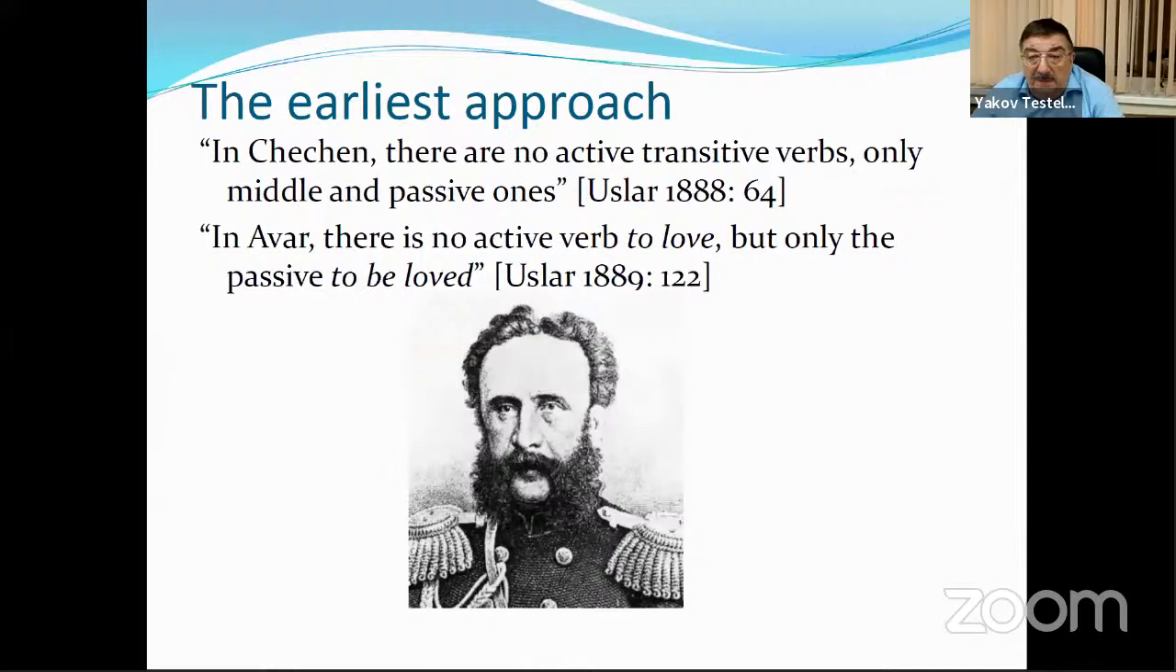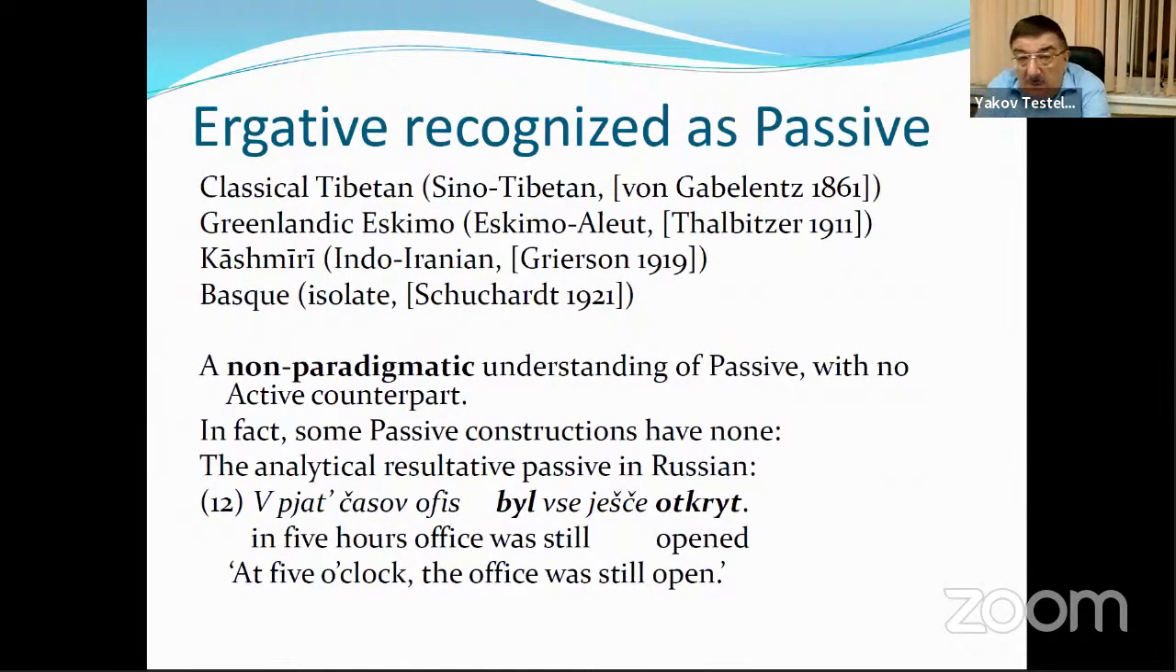So here, the first mention of this theory is in his Chechen grammar in 1888. In Chechen, there are no active transitive verbs, only middle and passive ones. And the next year, he repeated the same view in his brilliant description of Avar. In Avar, there is no active verb to love, but only the passive to be loved. So it's Uslar's approach. And in the same way, ergative was recognized as passive in classical Tibetan, in Tibetan family, by von Gabelentz, 1861, in Greenlandic Eskimo, by Talbitzer, in Kashmiri, Indo-Iranian, by Grierson, in Basque, isolated, by Schuchardt.